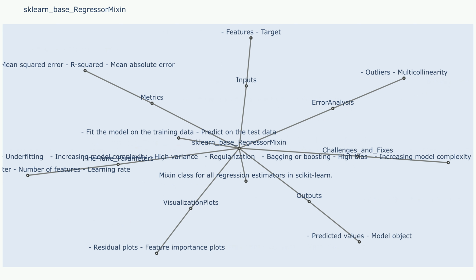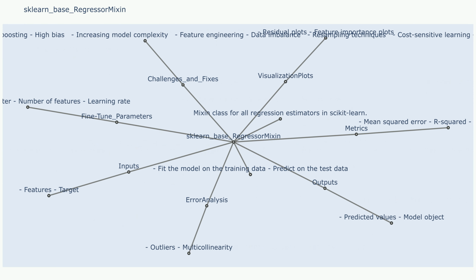Inputs: training data. This includes the features (independent variables) used to predict the target variable. The features can be represented as a NumPy array or a pandas DataFrame. Target variable: this is the variable that the model aims to predict. It should be a NumPy array or a pandas Series.